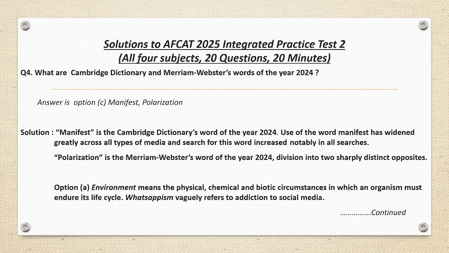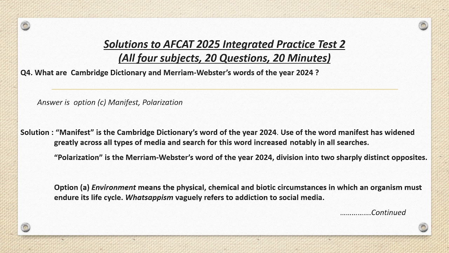This is in the backdrop of the bitter poll campaign which happened in United States of America between Kamala Harris and Mr.